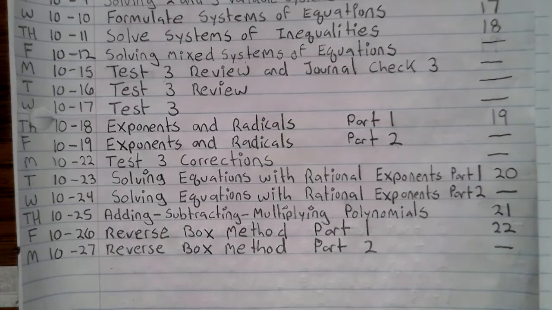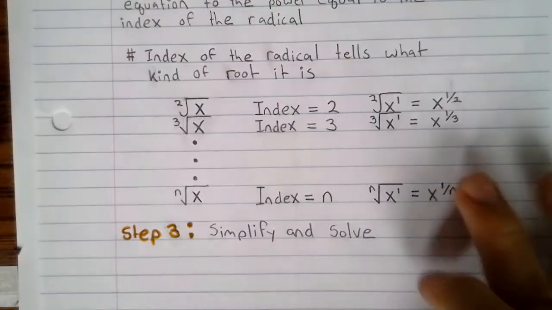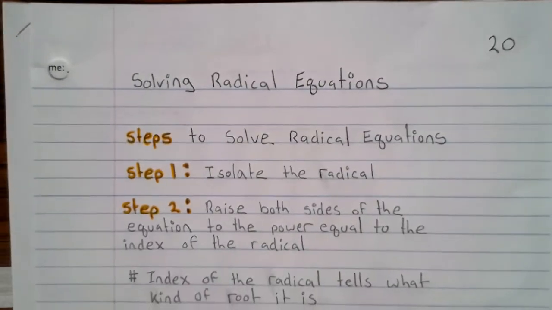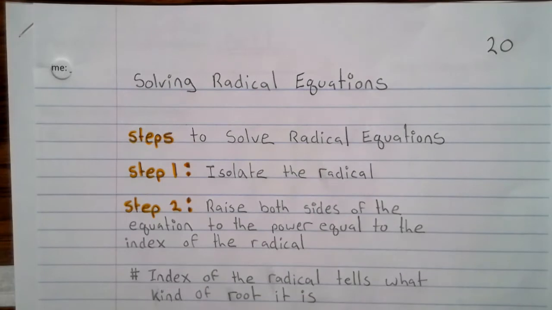Let's take a look at our notes. All right, solving. Notice I put radical equations. And that's kind of, when you talk about rational exponents, you're talking about radical equations, okay? So steps to solve radical equations. Step 1, isolate the radical. Step 2, raise both sides of the equation to the power equal the index of the radical.